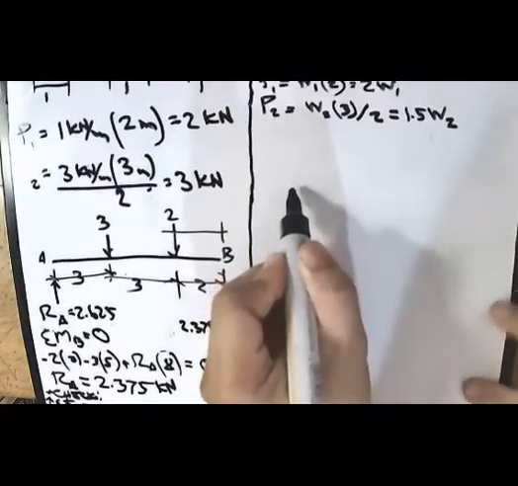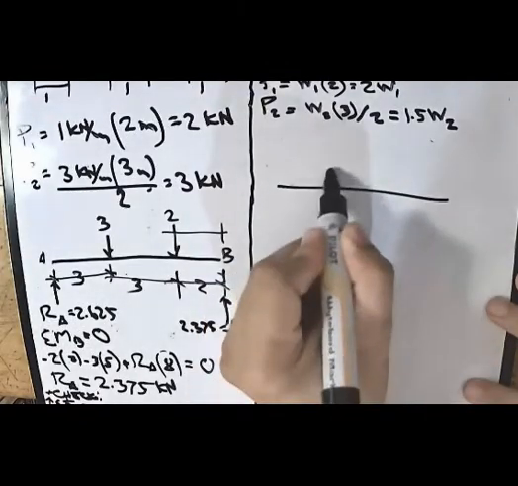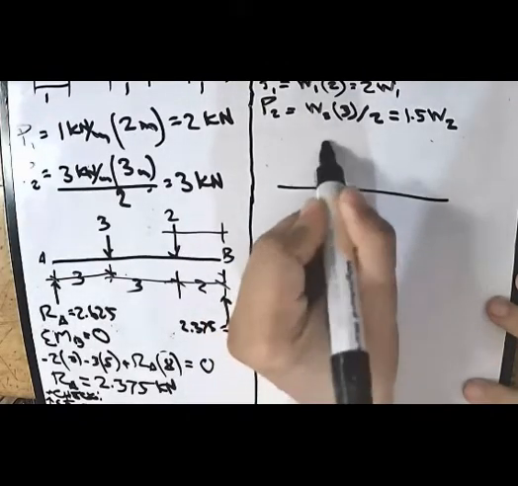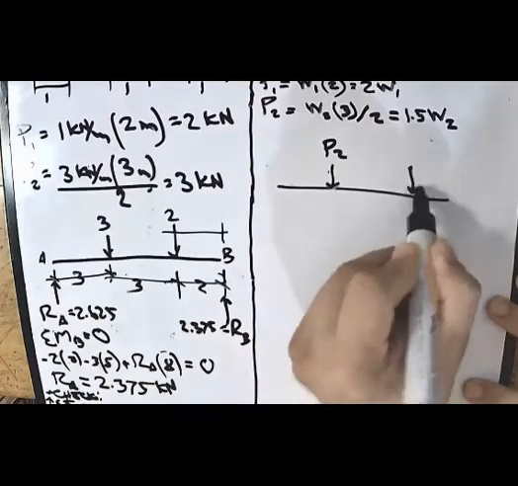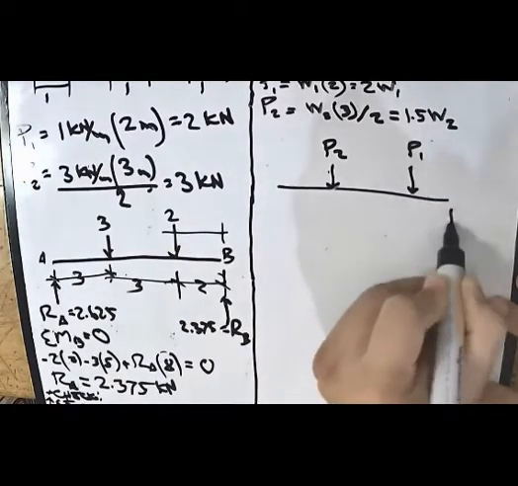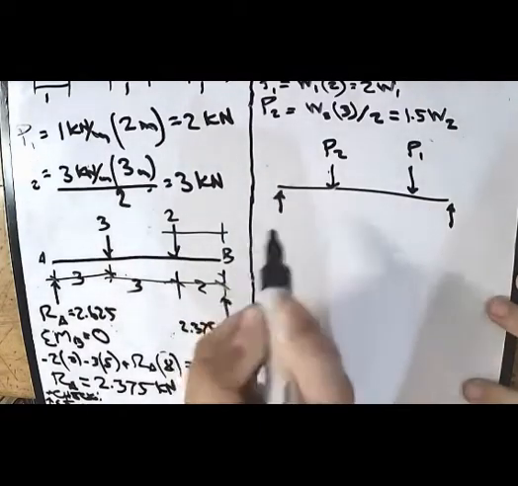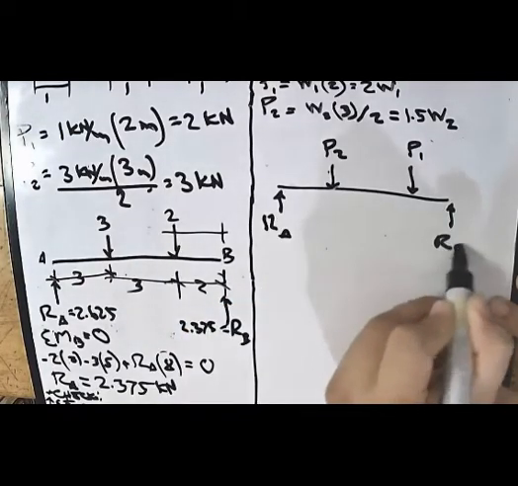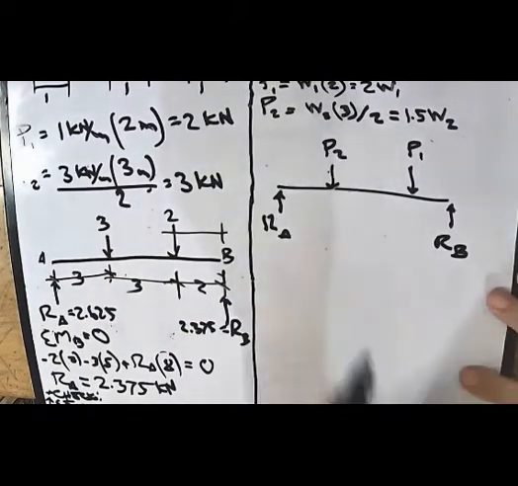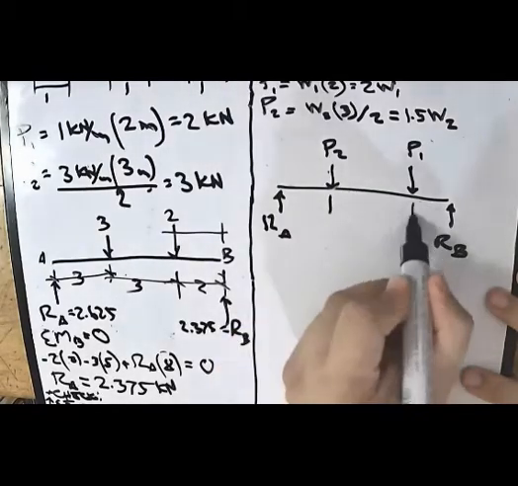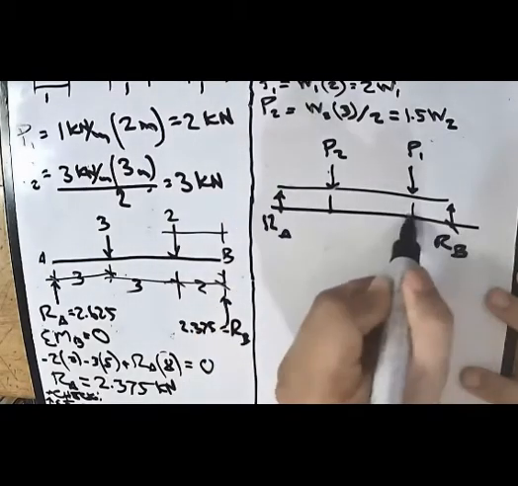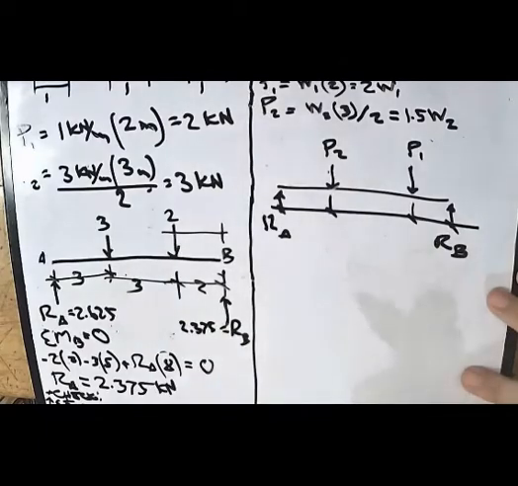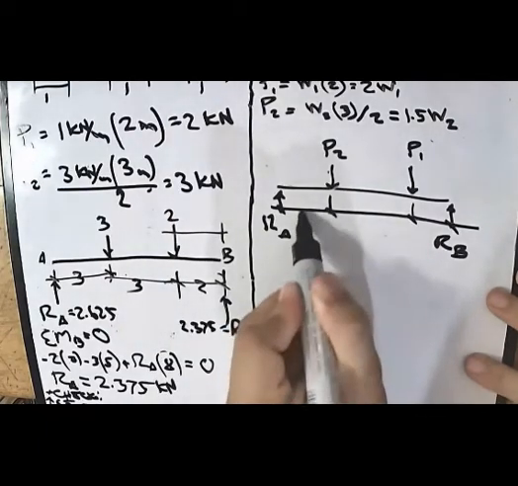Next, let's draw it again. So, this is now P2 and this is P1. This time, let's include the reactions at A and B. The distance of P2 from P1 is 3.